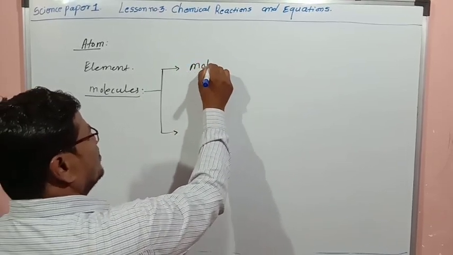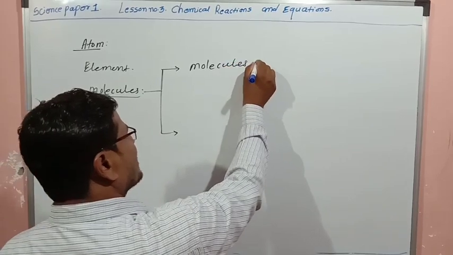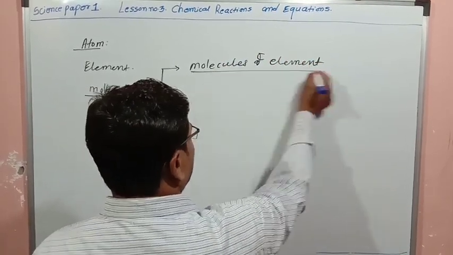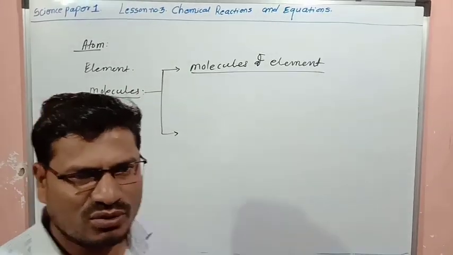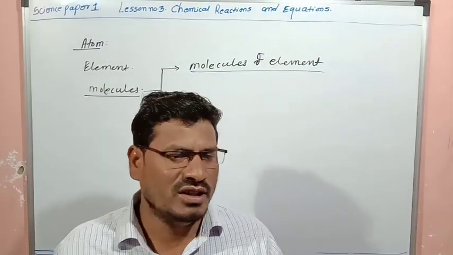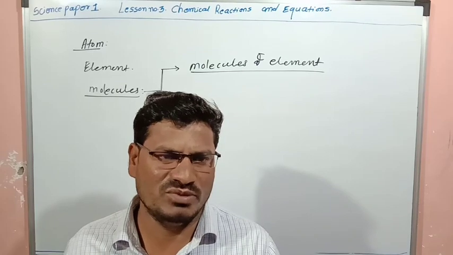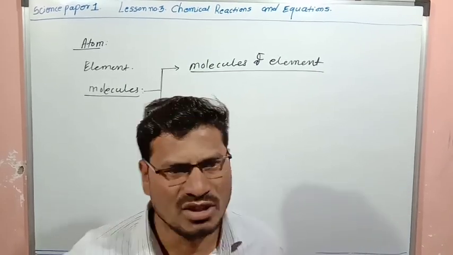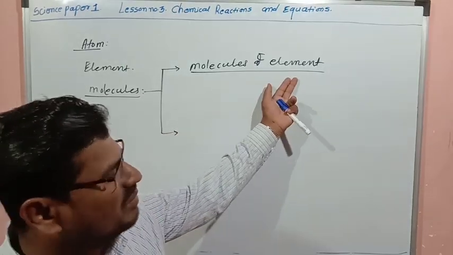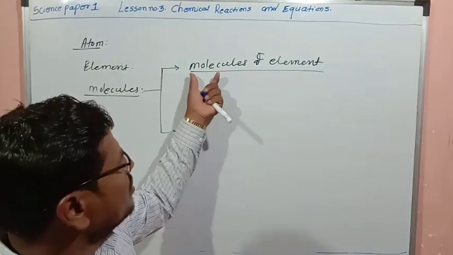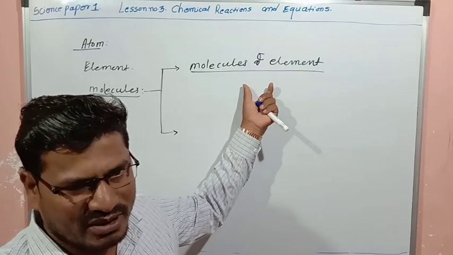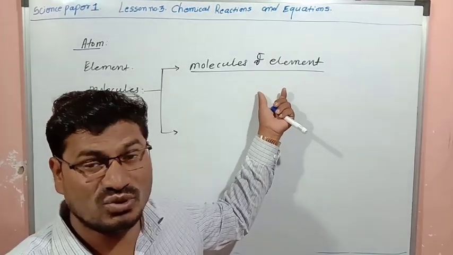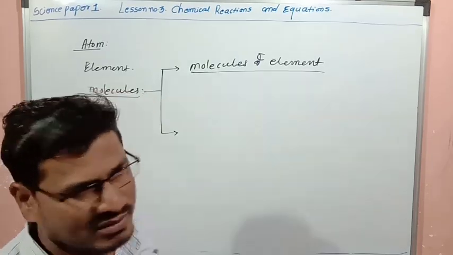There will be molecules of element. We are knowing elements. Element is the purest form of the substance and has only one kind of atoms. So when there are molecules of element, atoms of the same element will combine in a fixed proportion.